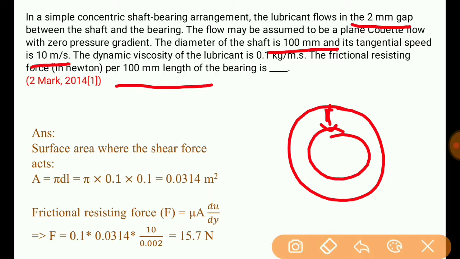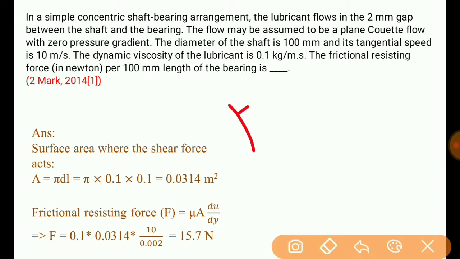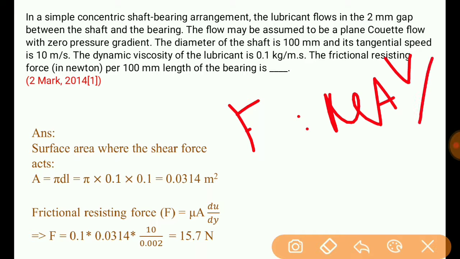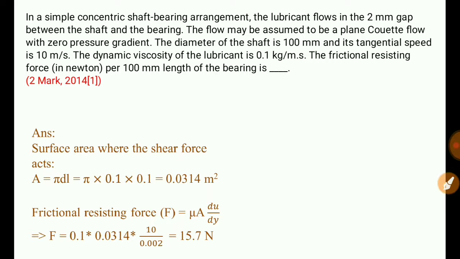Frictional resisting force, how will you get it? Already we told, frictional resisting force F equal to mu A v by h. So here how we get mu, we already know, v is already given, that is 10, h is already given, that is 2 mm. Everything we know, the only thing we have to find is A. So how to calculate A? That means the contact surface.